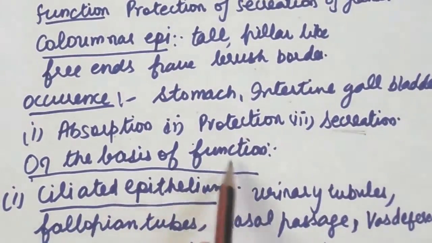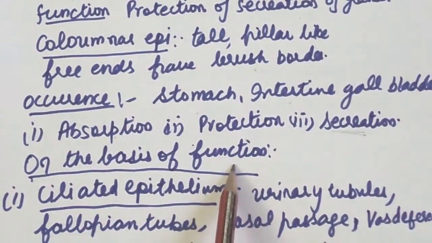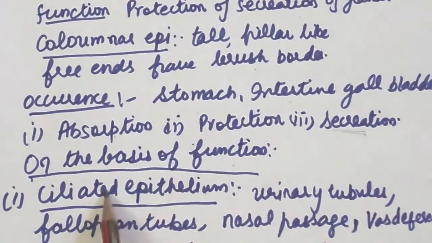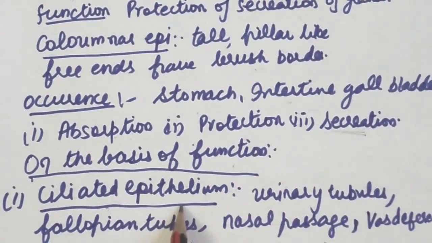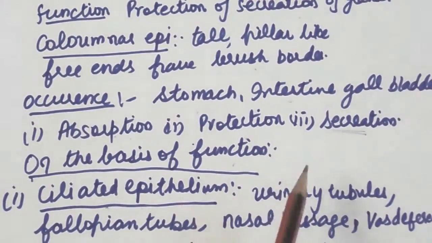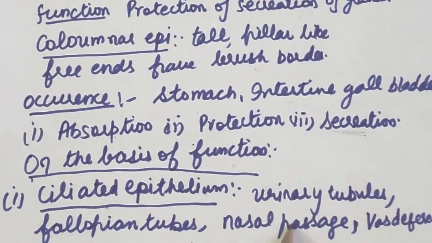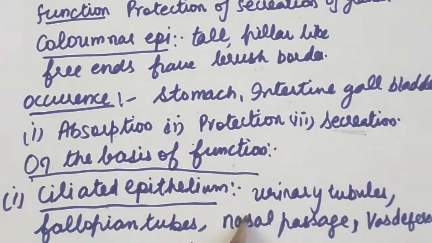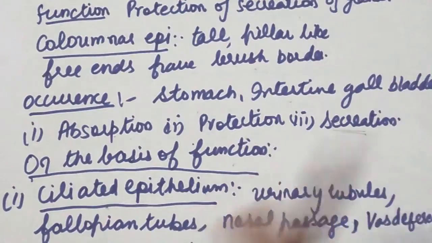Next is on the basis of the function. On the basis of the functions, epithelial tissue is of two types. Number one, ciliated epithelium. Ciliated epithelium consists of columnar or cuboidal cells that contain cilia on their free surface. What are cilia? Now what are cilia? They are fine projections which arise from the minute basal membrane and can vibrate. They are hair-like structures that vibrate.